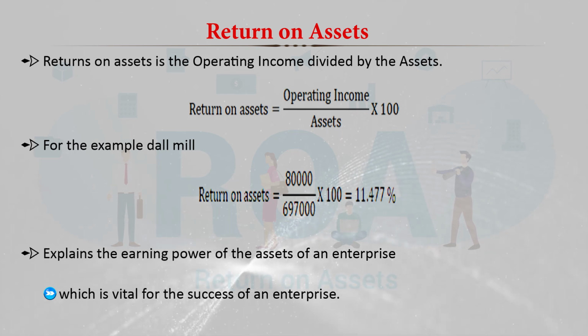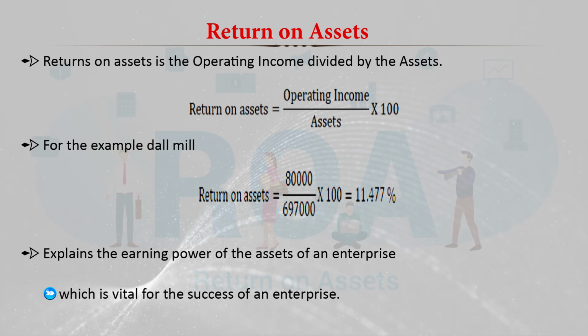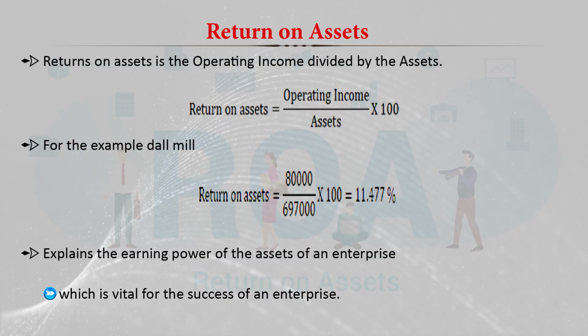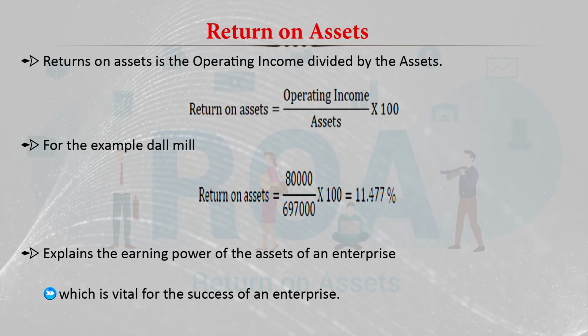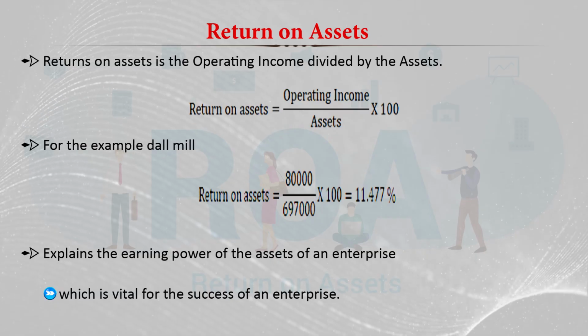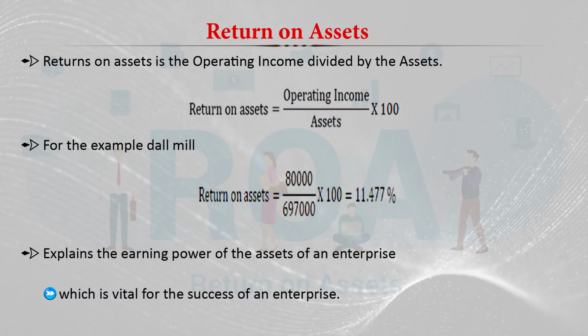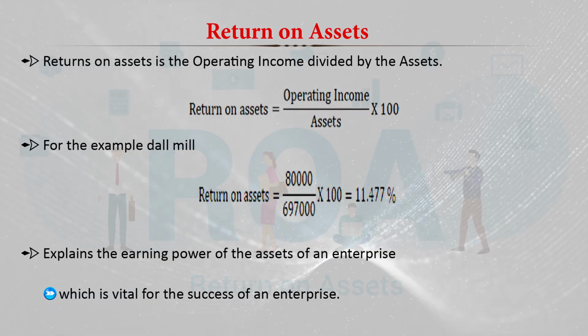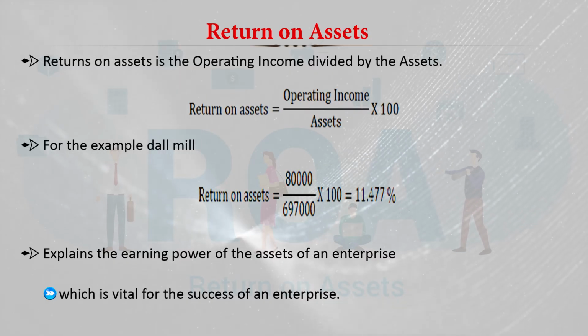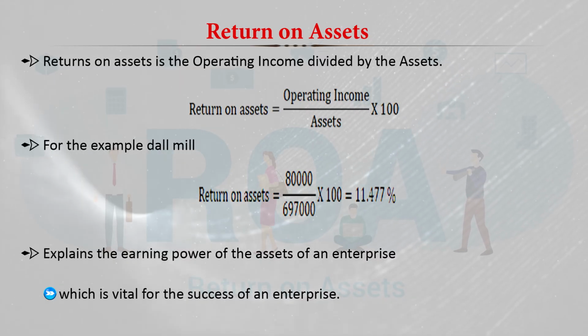So in the case of our dal mill, we can say there is an 11.44% rate of return on the assets, or whatever assets we are arranging for an enterprise. It shows their yield, or the power of return on the assets.